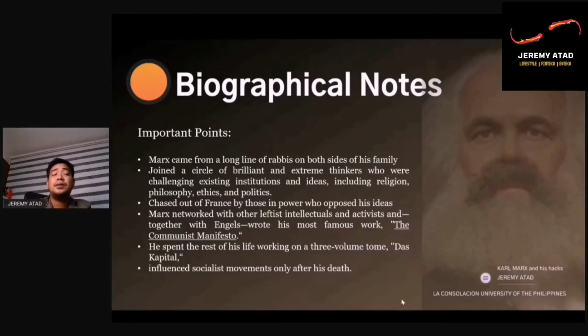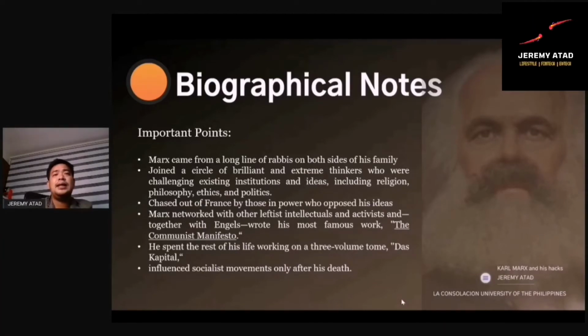And Marx networked with other leftist intellectuals and activists, and together with Engels, wrote his most famous work, The Communist Manifesto. He spent the rest of his life working on a 3-volume tome, Das Kapital. And he has influenced socialist movements only after his death. So based on these notes, we can picture that this philosopher is a communist. And being one, he was able to affect society and the generations, but it only happened shortly after death.